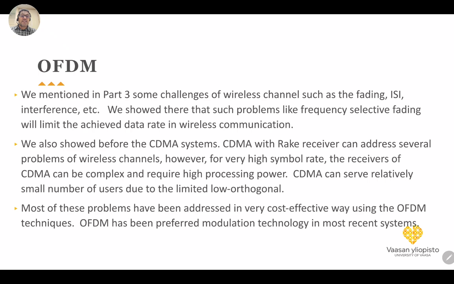What is OFDM, how does it work, and why was it not known a long time ago? If we check recent systems, we will see that it started with Wi-Fi, I think 802.11a, maybe around 15-20 years ago. So it was not a very old system. It was not implemented in second generation mobile networks, nor third generation. It has been applied starting from the fourth generation. Let us try to find the reasons for that.